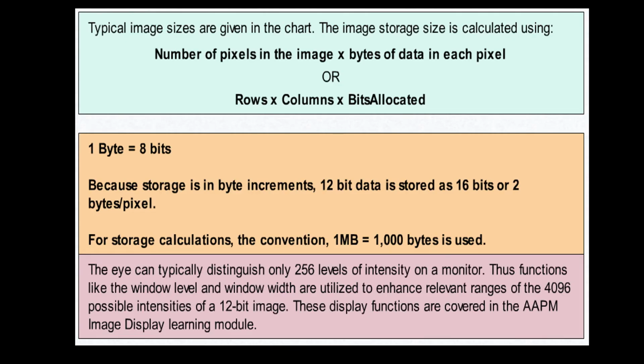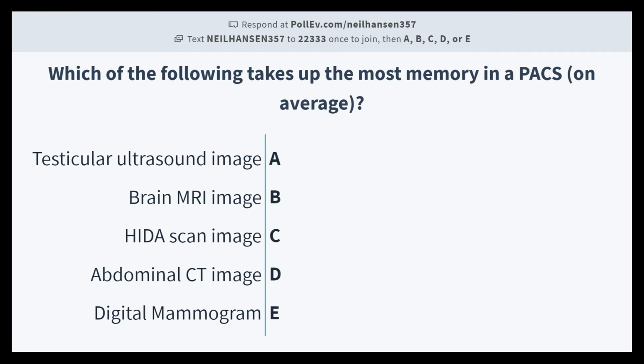You can go through and calculate how much storage a given image would require. The RSNA module takes you through this. I'm not sure how relevant that really is. I'd rather you just have a basic idea of how much memory is required for any given type of study. Which brings us to our next question. Which of the following takes up the most memory in a PACS system on average for a given individual case?